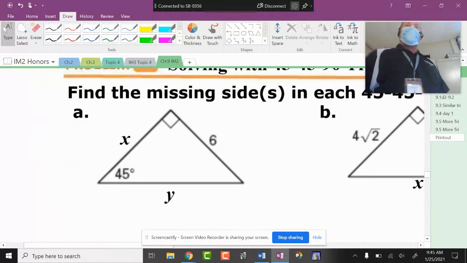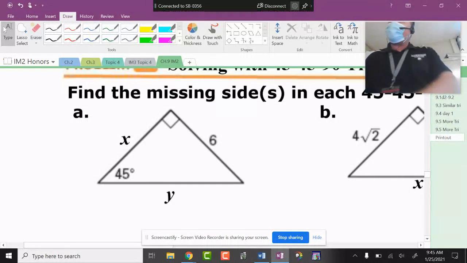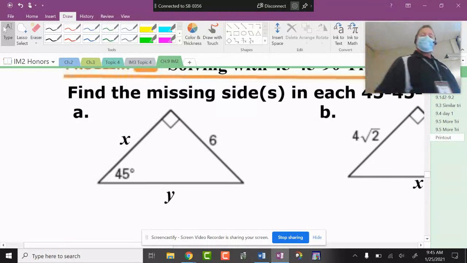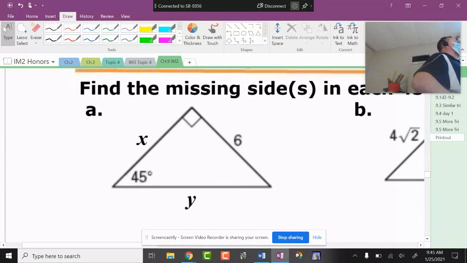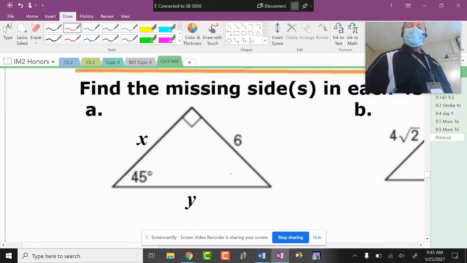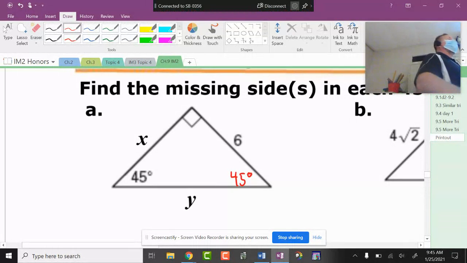So my first dude, let's go on. Oh no, actually, David wasn't sure. So David, I'm going to put pressure on you. You got the easy one here. So I got a 45. I got a 90. We should know that this is 45. Adds up to 180. What does that make X?